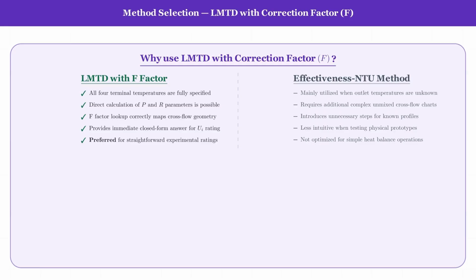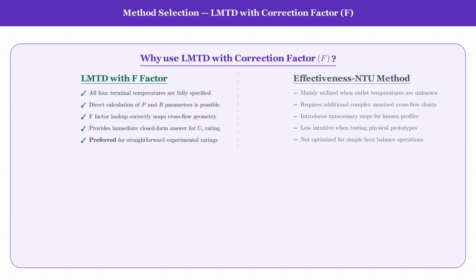The NTU method would require additional cross-flow effectiveness charts, specific to the unmixed geometry, charts that introduce unnecessary complexity here. The correction factor F can be read from the standard cross-flow chart once P and R are known. The LMTD method then provides a closed-form answer for U sub I in a single algebraic step. The NTU method is not structured for this. When the goal is to rate an existing heat exchanger, to determine how well it performs given known operating conditions, the LMTD framework is the natural and most direct tool. The NTU method is better suited to predicting outlet temperatures from a known geometry.